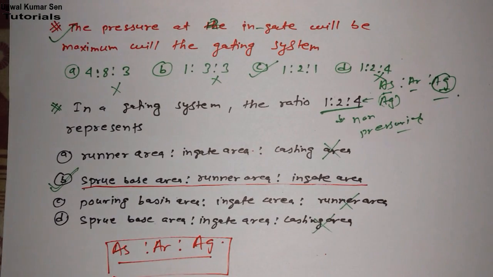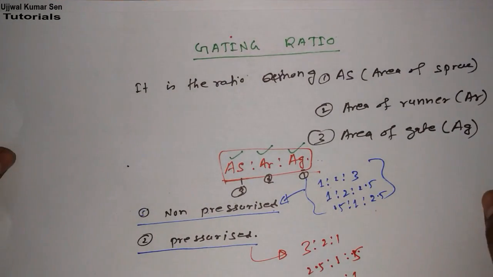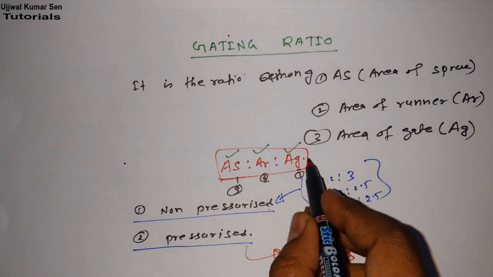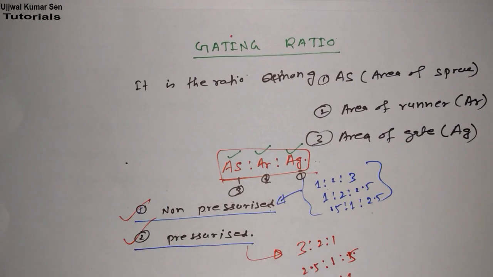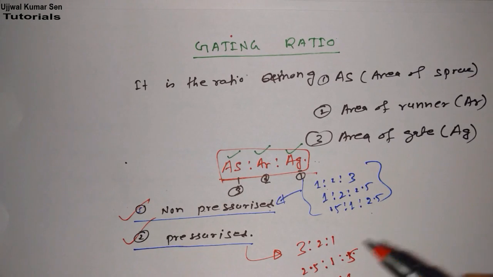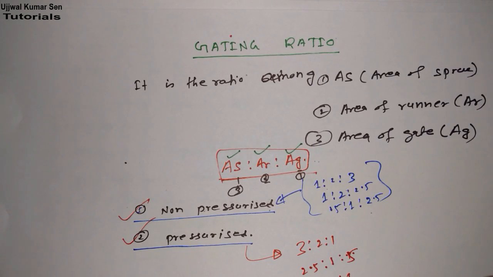In case of the gating ratio, first of all, you need to remember this ratio. Second, we need to remember two points: when the gating ratio will be pressurized and when it will be non-pressurized. And how to identify it, I have shared with you: in case of pressurized, the area of the gate would be minimum. In this way you can solve any problem related to it. It's a simple topic, I know, and I hope you have cleared all things in this topic through this video tutorial. Thanks for watching, and see you soon in my next video.